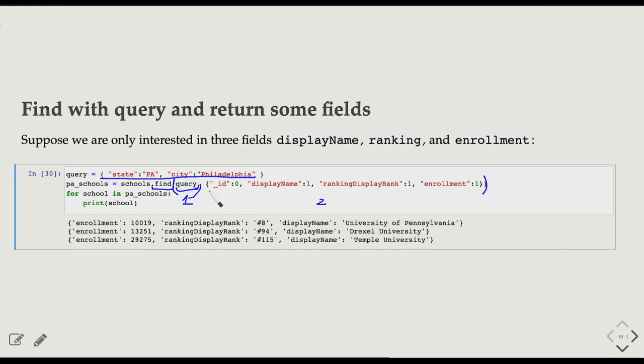And in the second parameter, as you can see, it's another JSON object in the pair of curly braces. And here the key and values mean what fields you want to show and what fields you want to hide. So when you put a 0, that means we are going to hide this particular field. So we are not going to show the ID, but we are going to show the name, the ranking, and the enrollment of the university. And so that's what we get in the result. We have the enrollment, we have the ranking, we have the name of the university. So this looks easier to see.